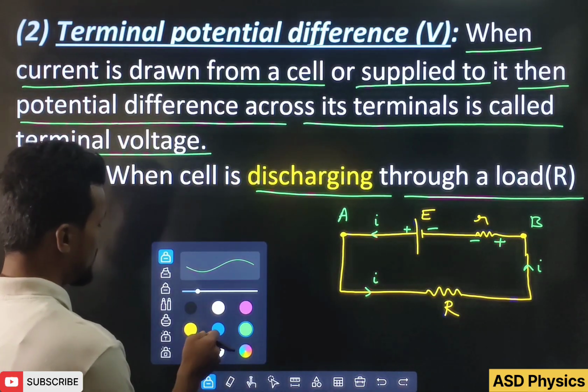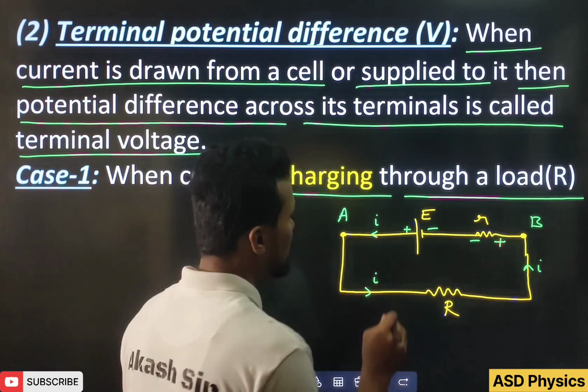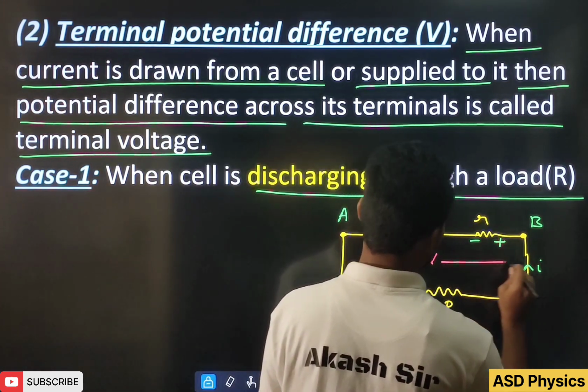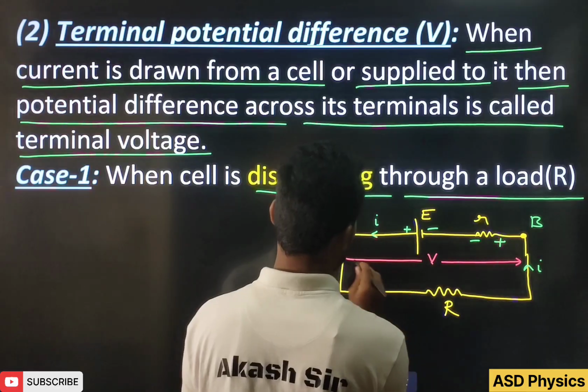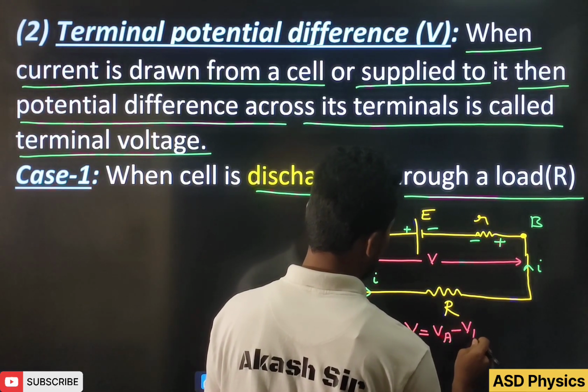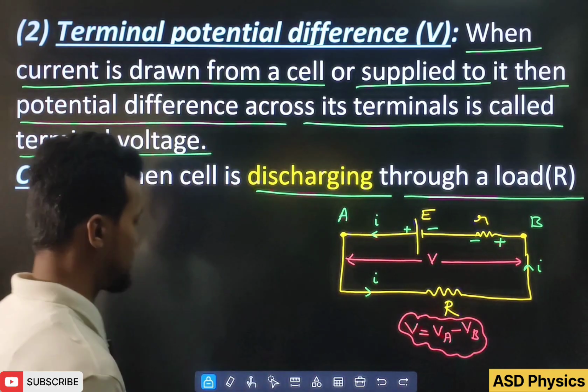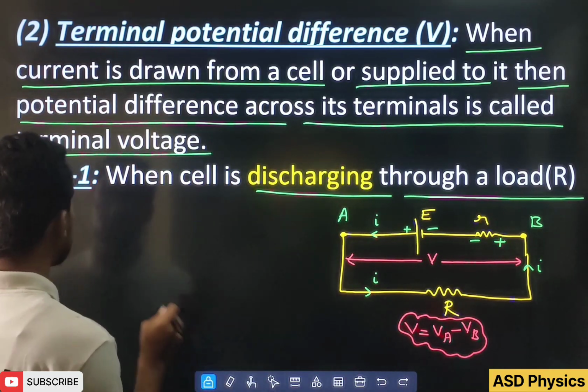Okay, students. So now multiple terms are there, but the main thing is the terminal potential difference, and this is the terminal potential difference. This is the V. Even this V I can write as VA minus VB. Remember that here V is VA minus VB. Okay, so now we will see one by one.